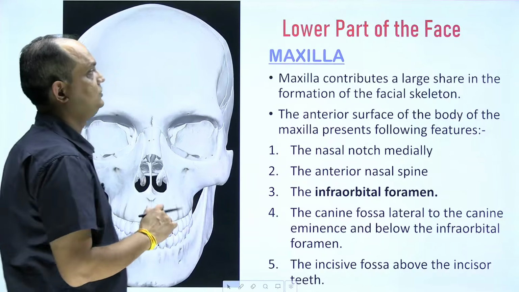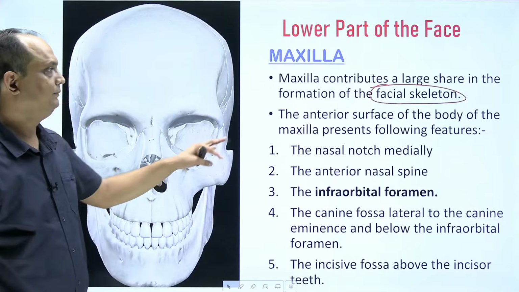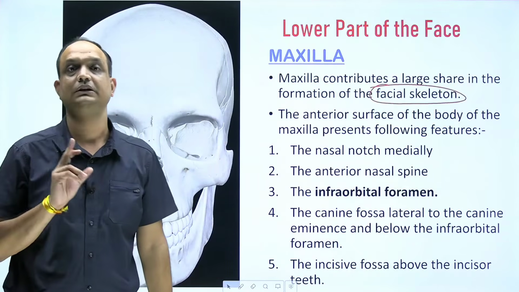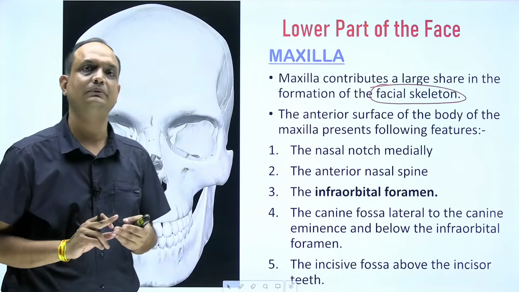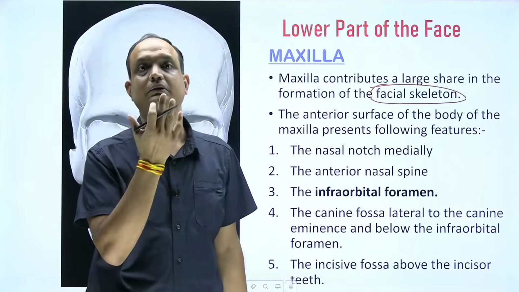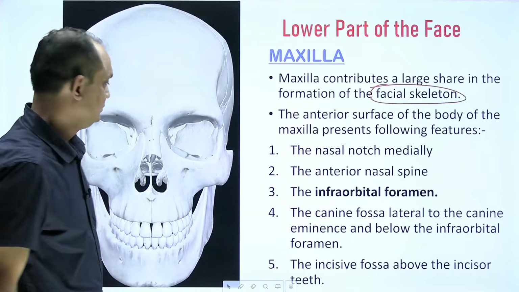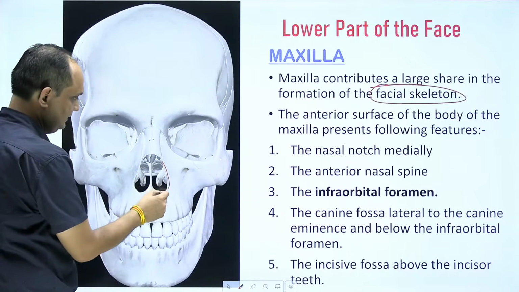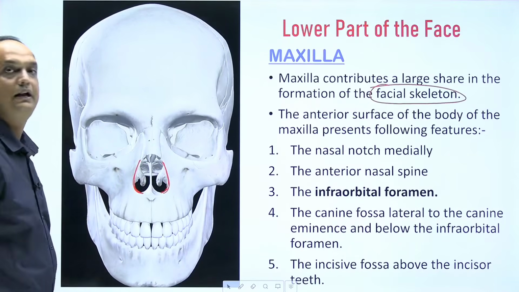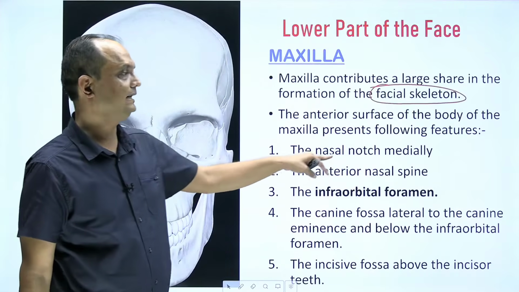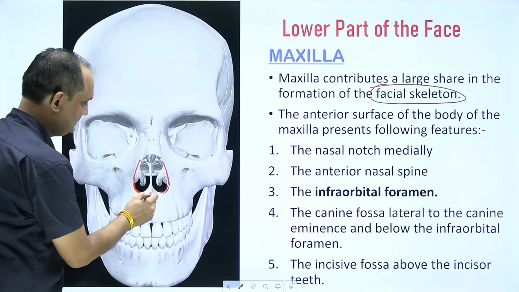Maxilla contributes a large share in the formation of the facial skeleton. The anterior surface of the body of the maxilla has the following features in the Norma Frontalis. We are not discussing the whole maxilla. I am touching only the part of the maxilla which you will come across when you are reading the Norma Frontalis part of the skull. So, the first is the nasal notch. This is the nasal notch, which is present on the medial side of your maxilla. The second is the anterior nasal spine. This point is known as the anterior nasal spine.